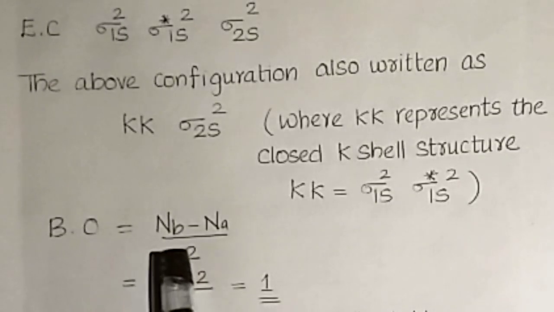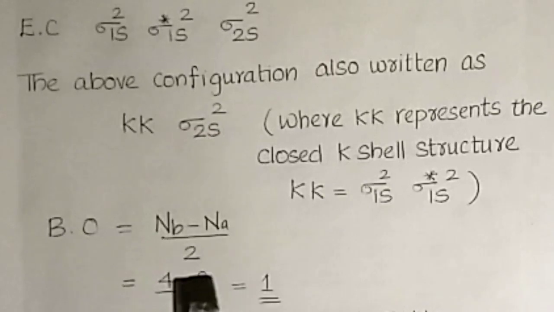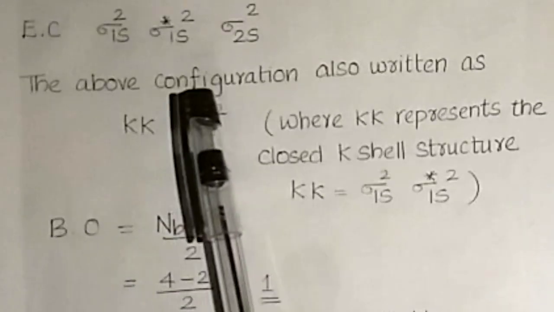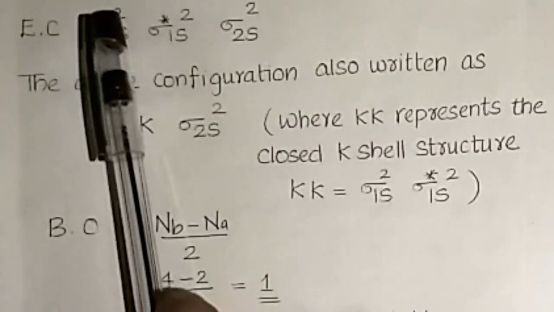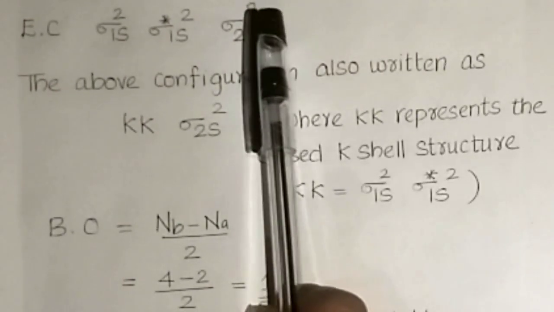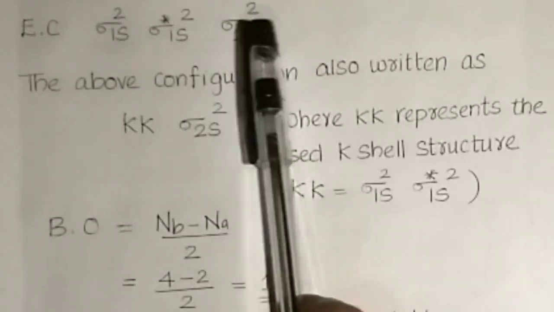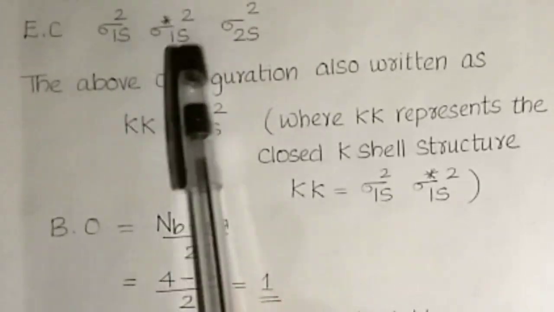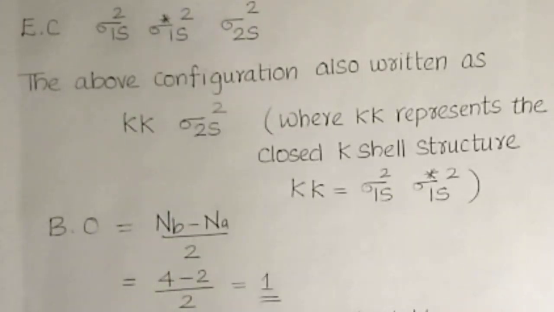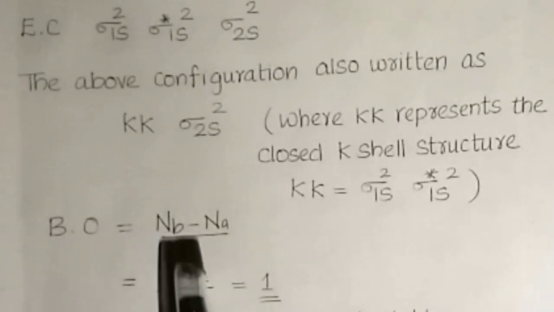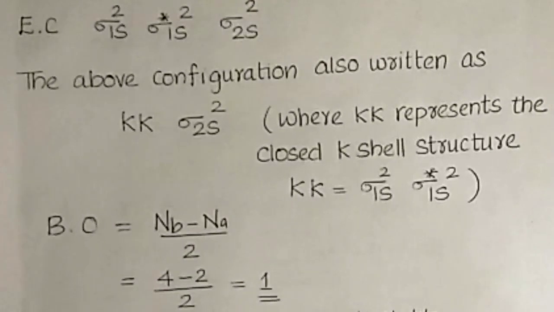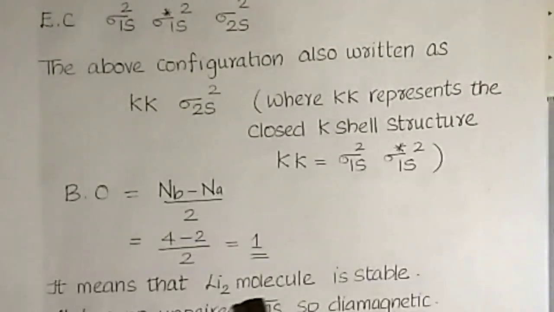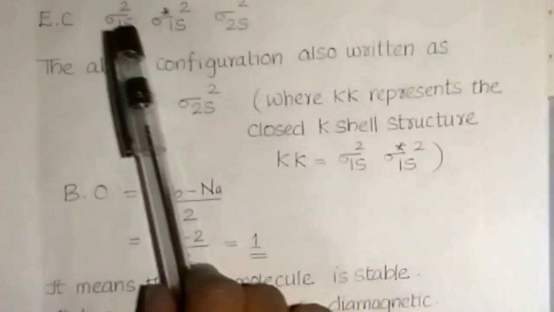Then the bond order is equal to Nb minus Na divided by 2. Here the number of bonding electrons is 2, and here also bonding molecular orbital 2. 2 plus 2, 4 electrons, minus anti-bonding. The star is there, this is anti-bonding molecular orbital, 2 electrons. So 4 minus 2 divided by 2, which is equal to 1. It means that the Li2 molecule is stable and there are no unpaired electrons.